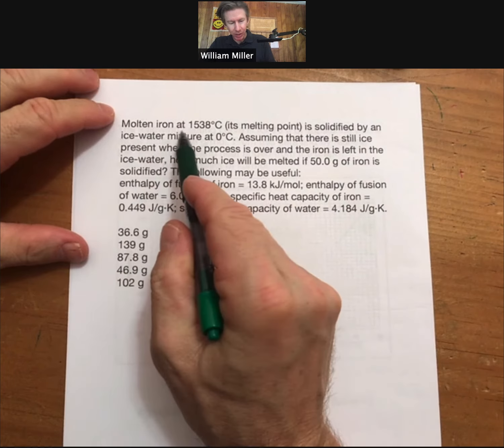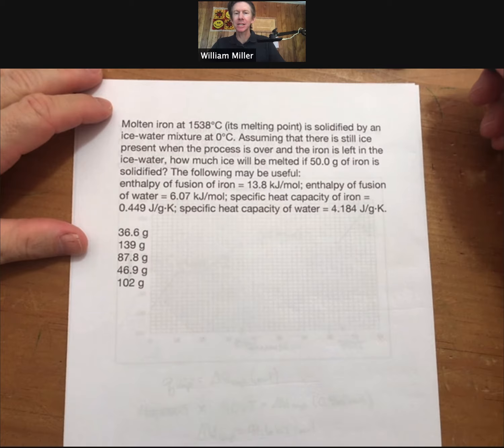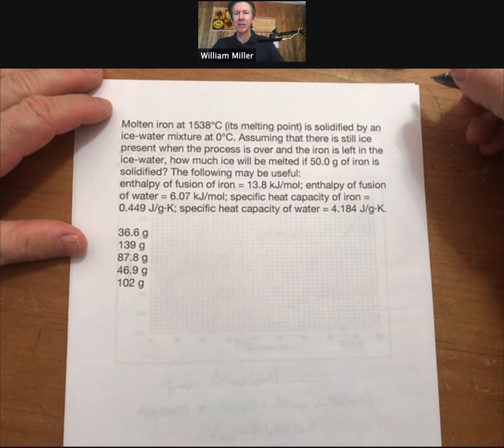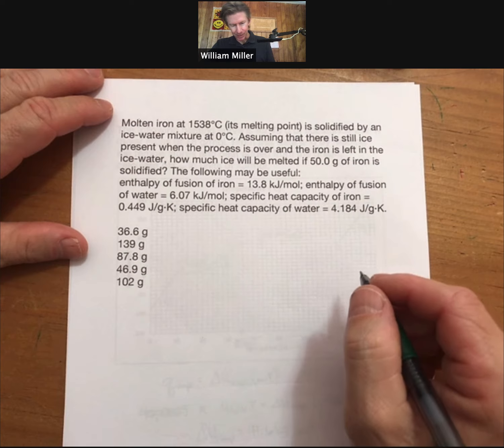It says molten iron at 1538 degrees Celsius, its melting point, is solidified by an ice-water mixture at 0 degrees Celsius. Assuming that there is still ice present when the process is over and the iron is left in the ice water, how much ice will be melted if 50.0 grams of iron is solidified? And we have some information here.